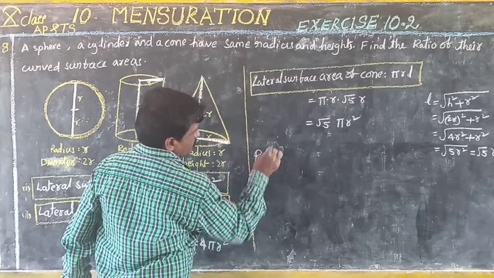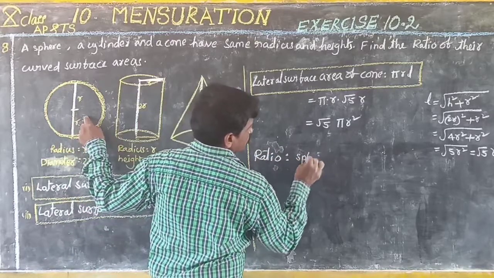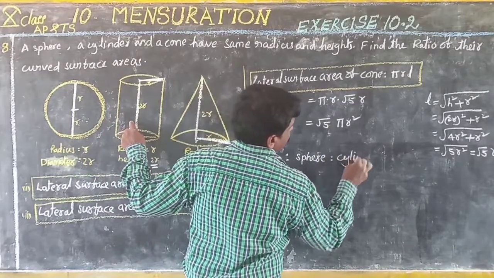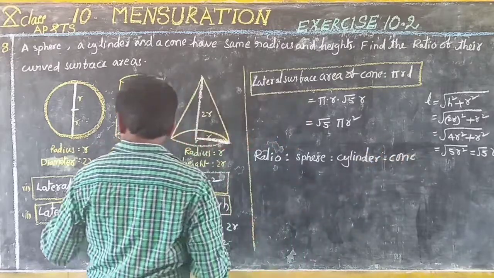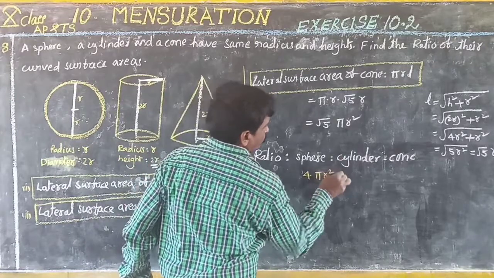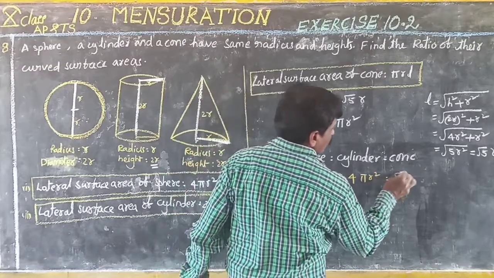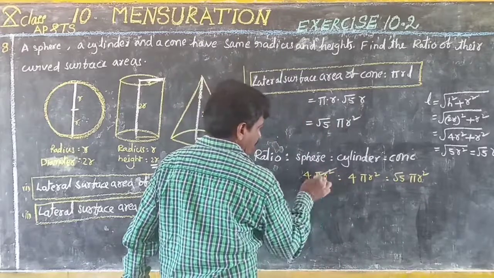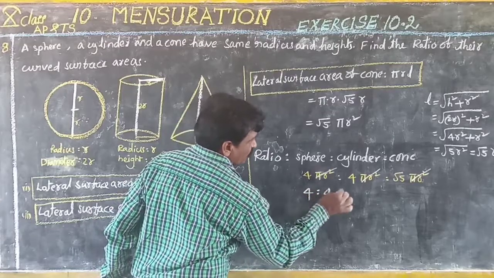So the ratio sphere is to cylinder is to cone. Sphere 4 pi r square, cylinder 4 pi r square, cone root 5 pi r square. So pi r square is common, and the ratio is 4 is to 4 is to root 5.